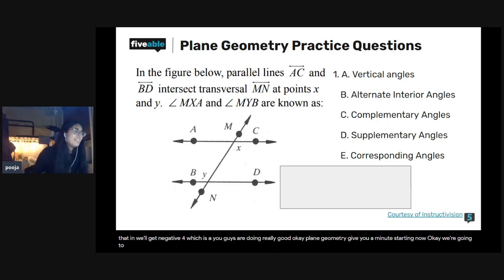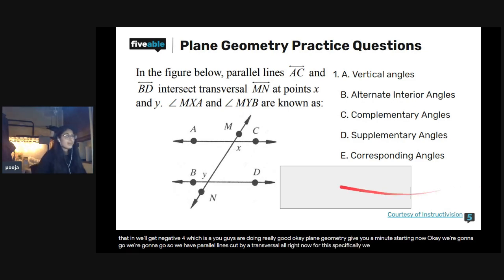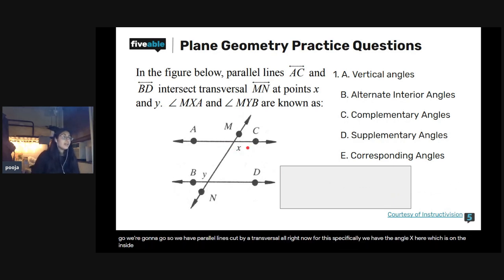Okay, we're gonna go over this. So we have parallel lines cut by a transversal. Now for this specifically, we have the angle x here, which is on the inside of A and C on the side of C. And we have angle y, which is on the inside of B and D on the side of B.